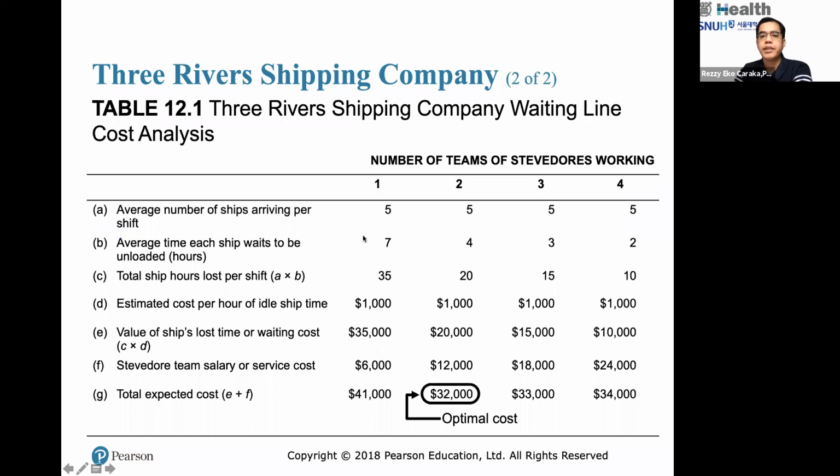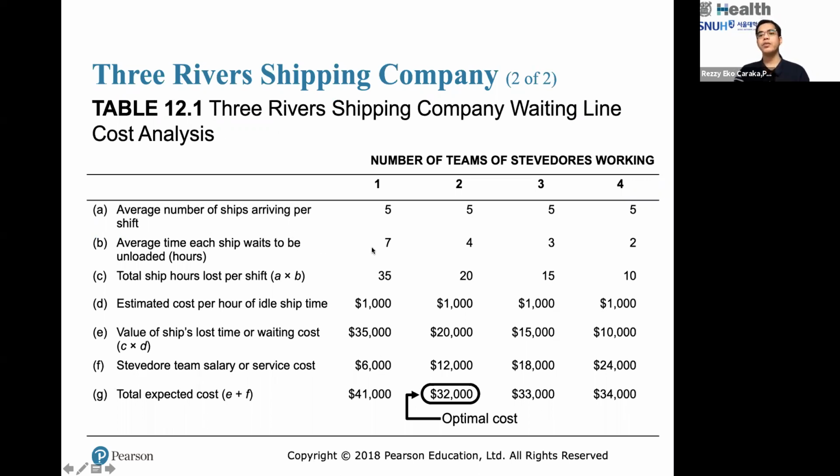So this is our information. For example, here we have the variables: the average number of ships arriving per shift, the average time ships spend, the total ship time, the estimated cost, the value of ship time, the team salary or service cost, and the total expected cost. Later you can do the practicum with my assistant on how to calculate the queuing theory.